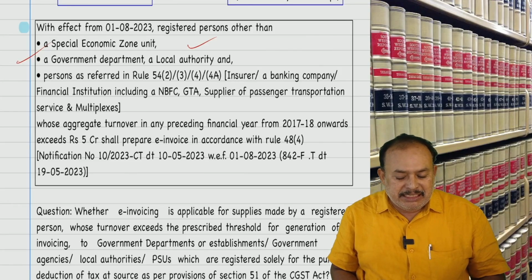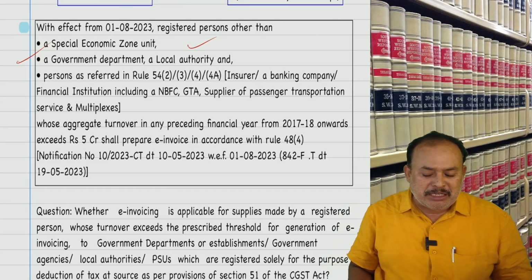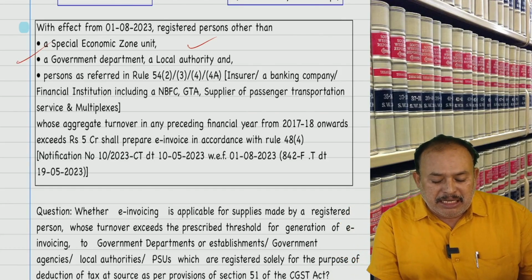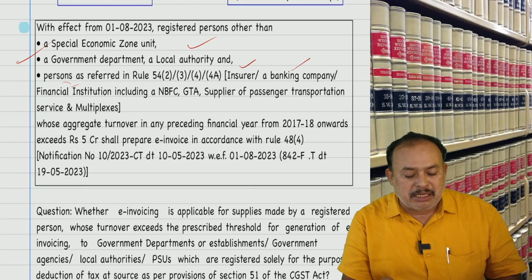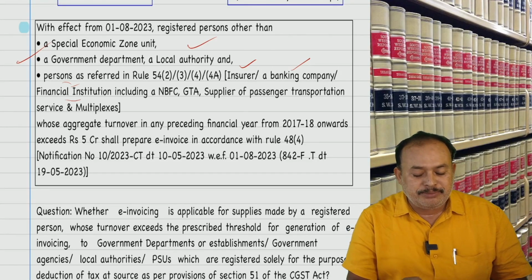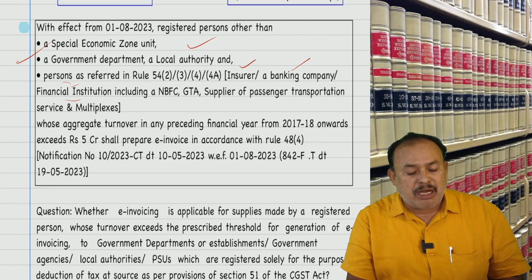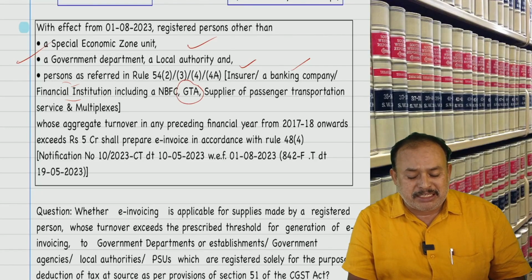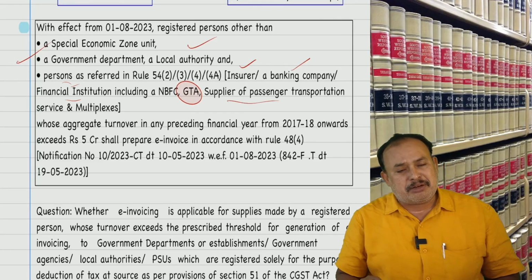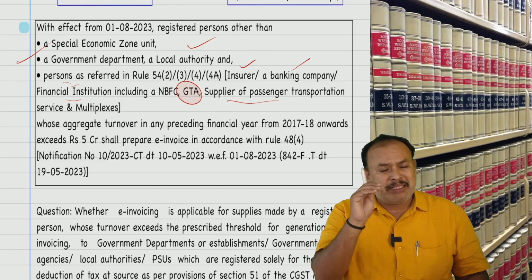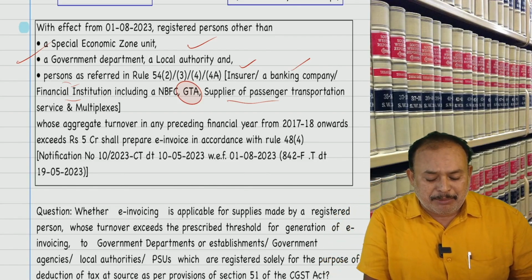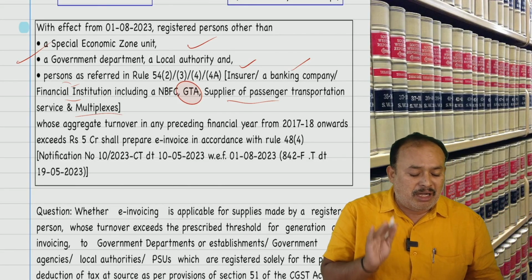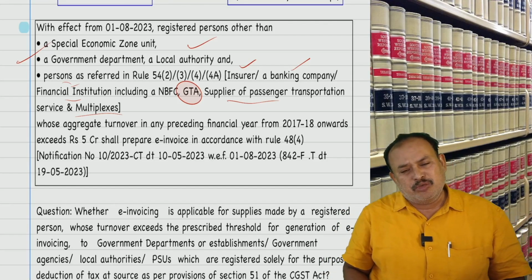here E-Invoice will also not be applicable if a person is an insurer, insurance company, or a banking company, or a financial institution, thereafter goods transport agency, passenger transportation business provider, or multiplexes, namely cinema theaters. For all these categories, E-Invoice not applicable.